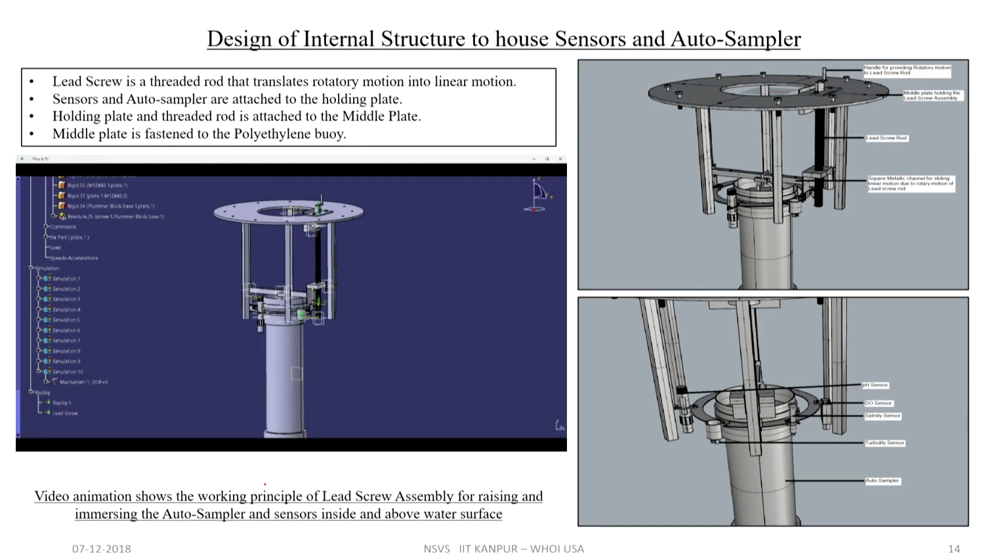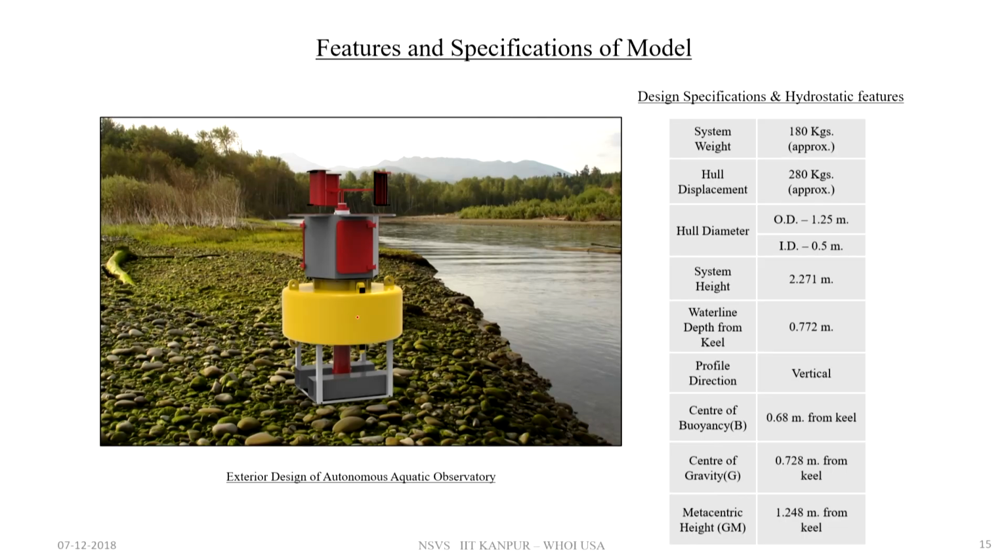You can see here that a lead screw is threaded inside the structure. You can see the movement of the system here, so that you can generate a linear motion in the system, and that will help in lifting up water samples. Then the sensor and auto samplers are attached to the holding plate. The holding plate also has a threaded rod on the middle plane, and the middle plate is fastened to the polyethylene buoy. So, this is a video animation that shows how the whole system would move.